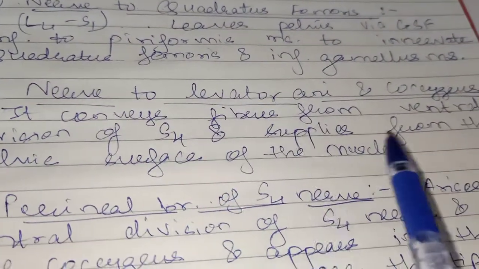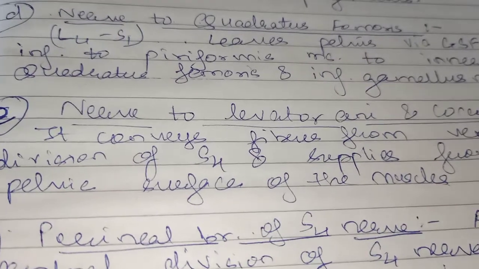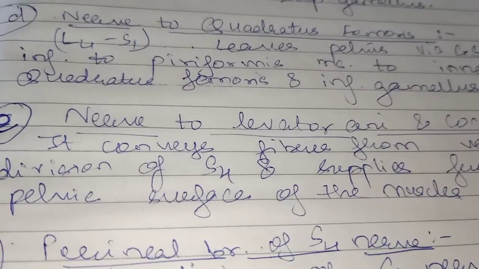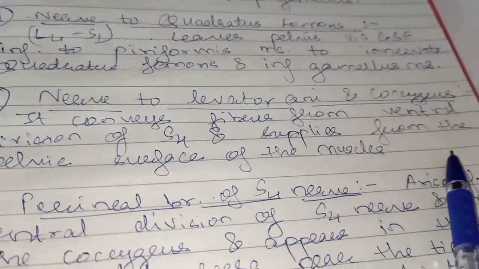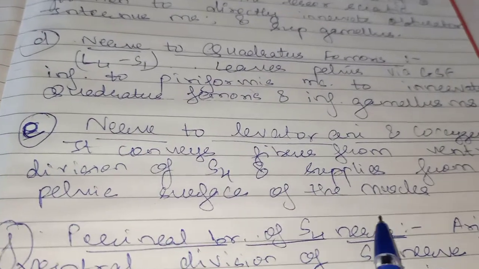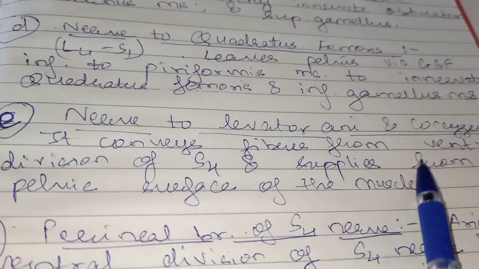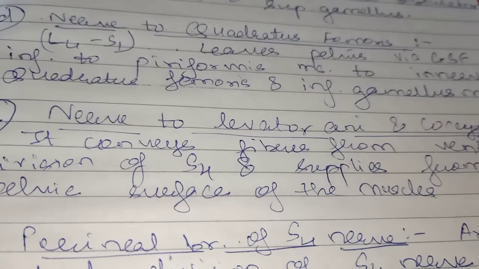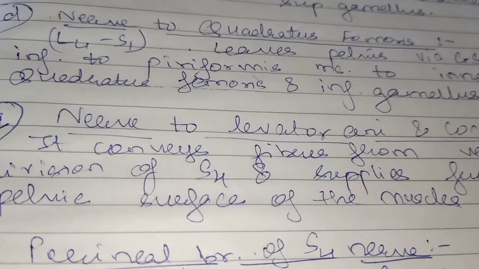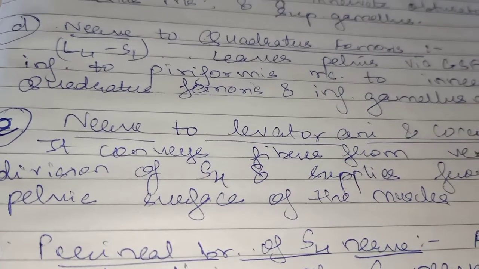It conveys fibers from the ventral division of S4. So it arises from S4 and supplies the muscle from its pelvic surface. It supplies the levator ani and the coccygeus muscle.